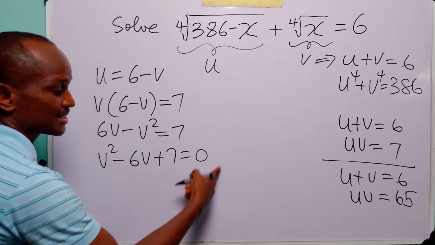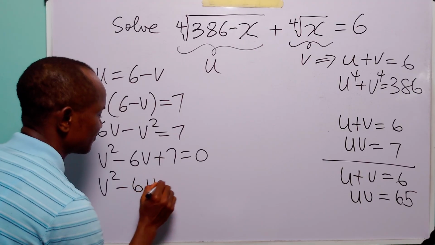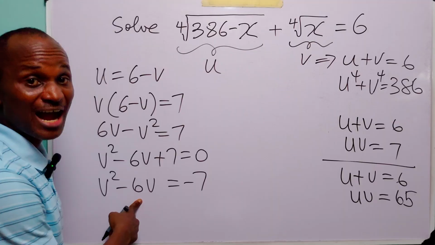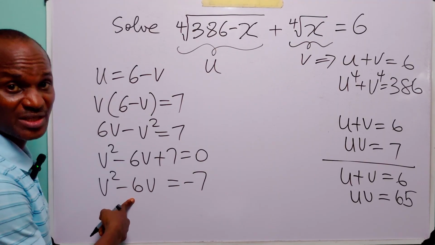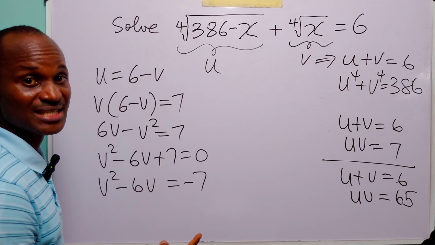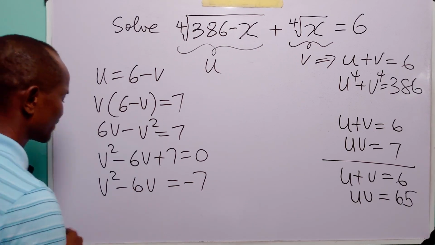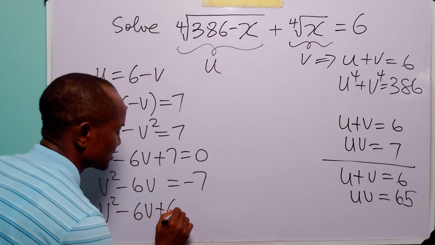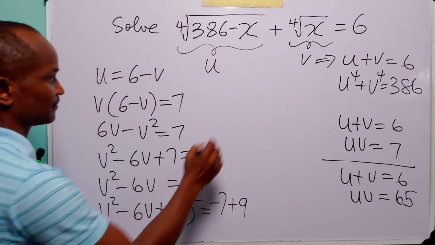First of all, we move the constant term over to the right-hand side. So we have v² - 6v = -7. Then next, we add the square of half the coefficient of v to both sides of the equation. Now, the coefficient of v is -6, so half of it is -3, and the square of that is (-3)², which is 9. So we are going to add 9 to both sides of this equation. When we do that, we have v² - 6v + (-3)² = -7 + 9.